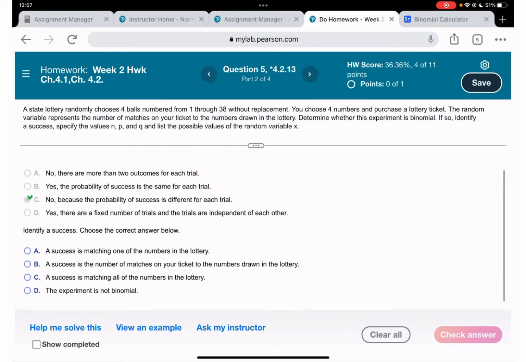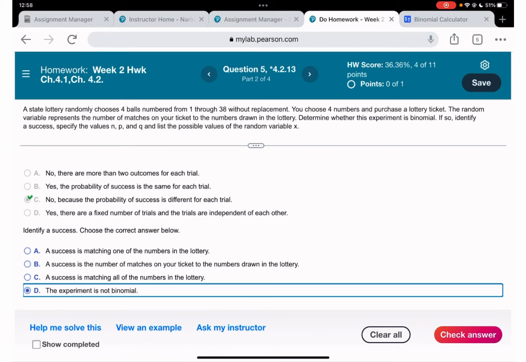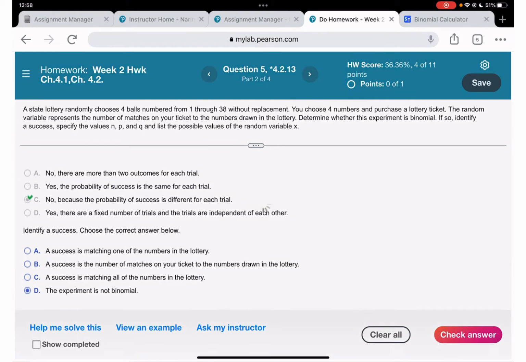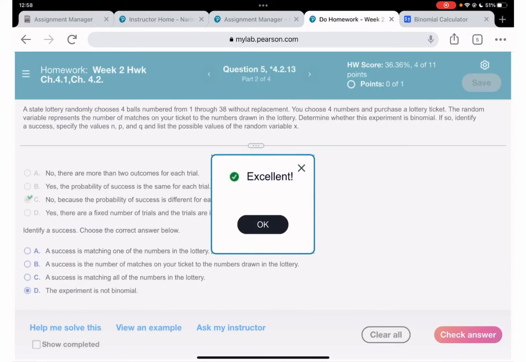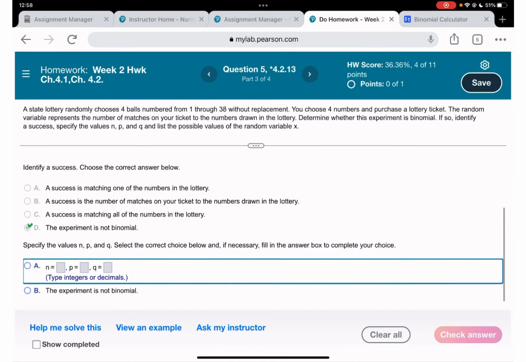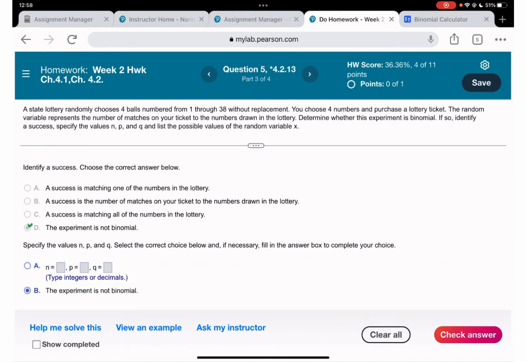Next one, identify success. Well, there is nothing to identify as a success because the experiment is not binomial. We already figured that out in the first case. Okay, next it's asking for values. We can't put any values because the experiment is not binomial.